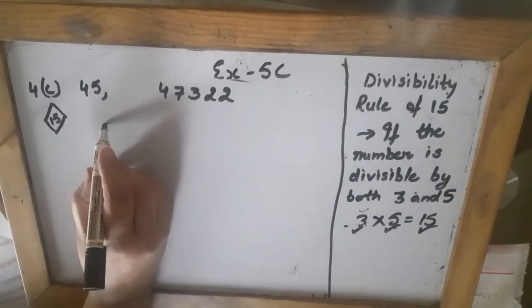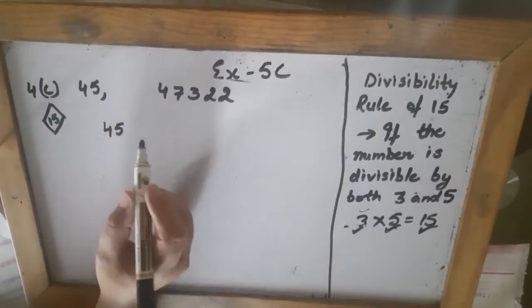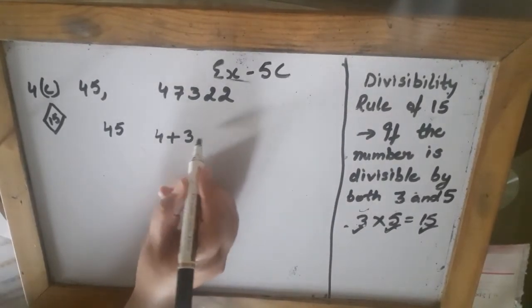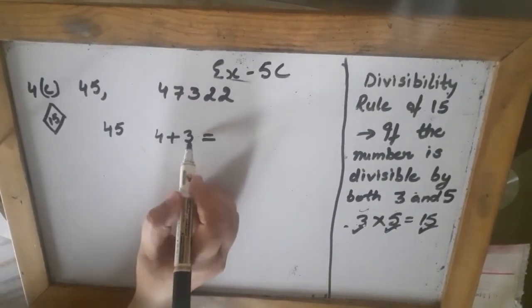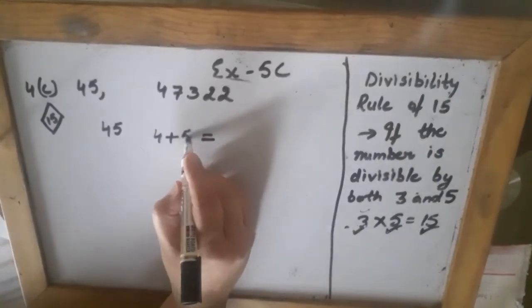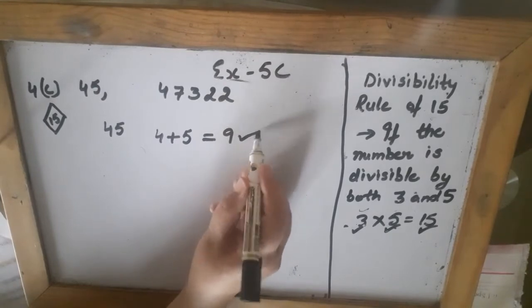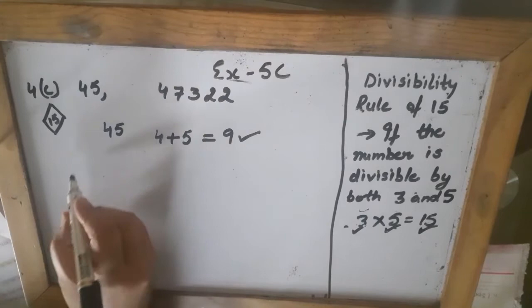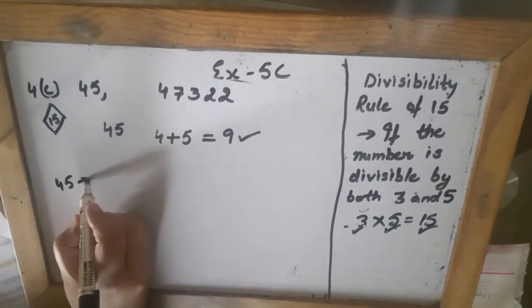So let me check the first number, 45. I have to first check with 3. What is the divisibility rule of 3? I have to add the digits. 4 and 5 is 9. And this 9 is divisible by 3. 3 3s are 9, so it means that 45 is divisible by 3.